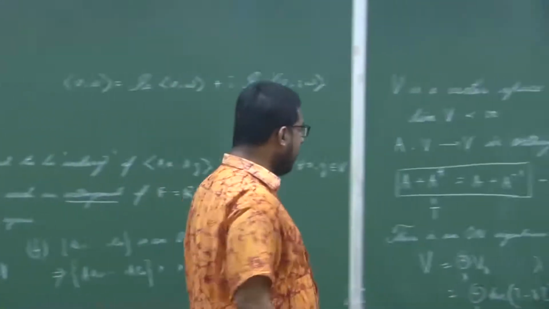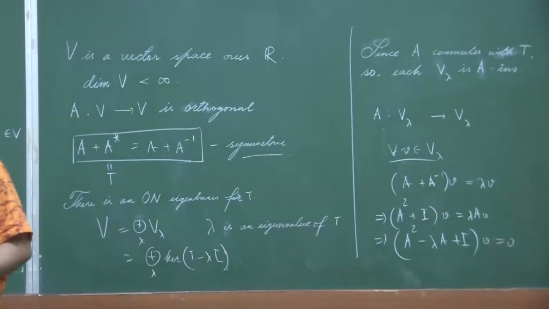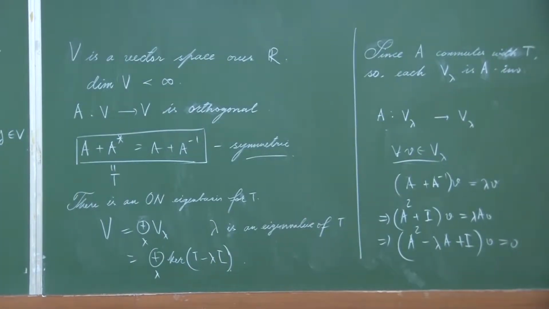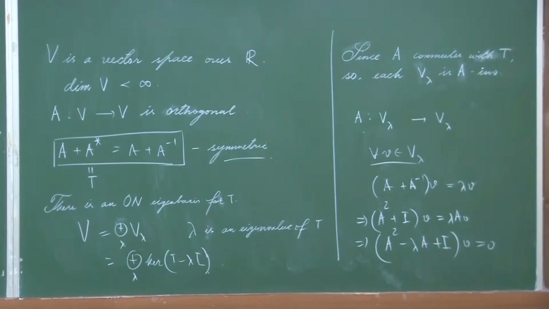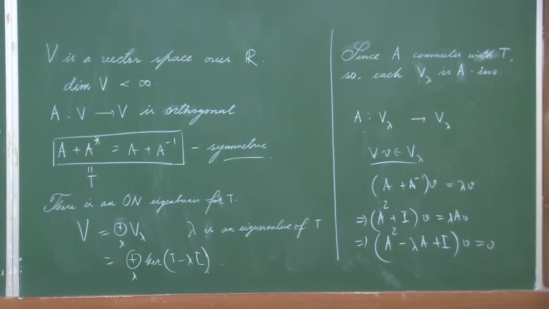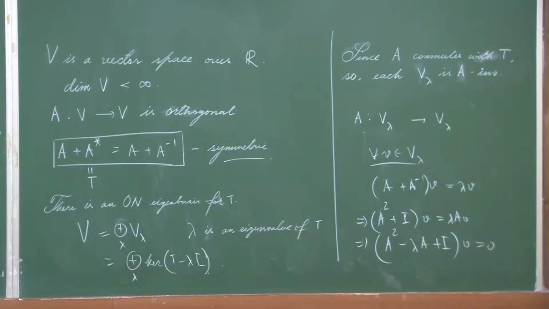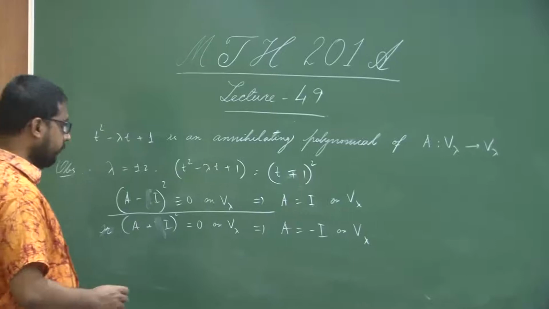So in this decomposition, when lambda is plus minus 2, we have seen how A acts on that V lambda. Then whatever basis for that V lambda we take, either we will get an identity block or a block of minus identity. Okay. So now we need to focus on the case where lambda is not equal to plus minus 2.